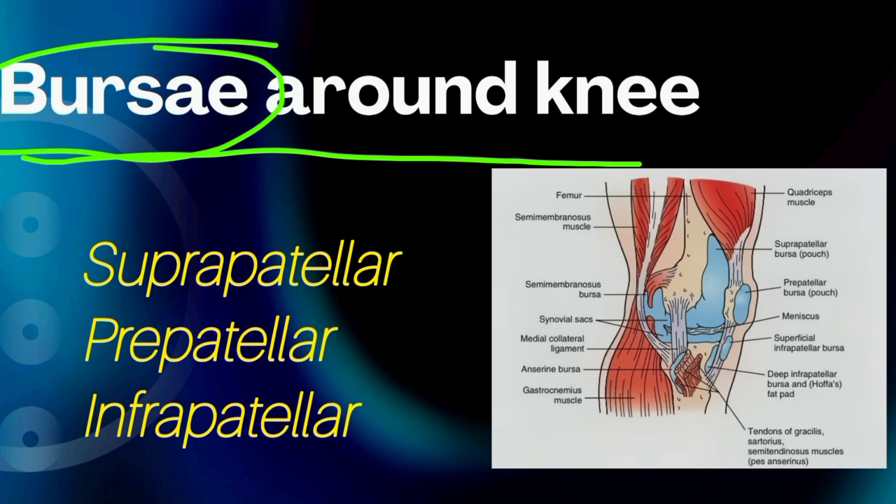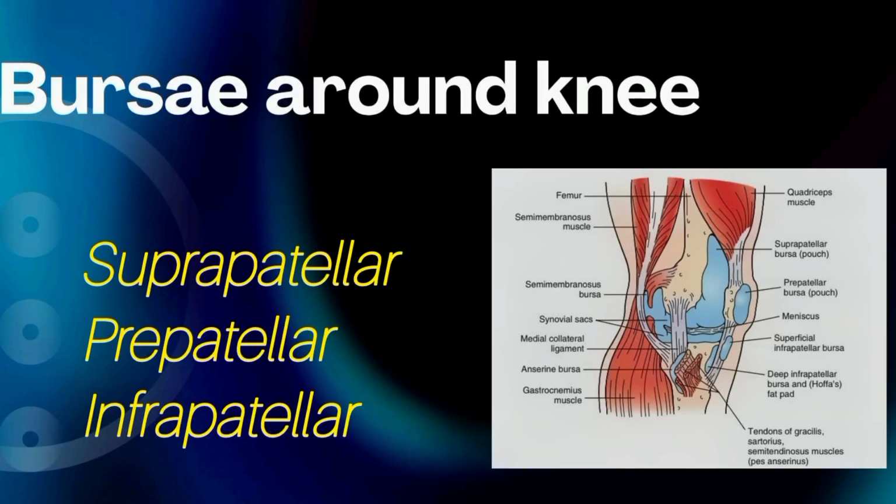First, let me tell you what is a bursa. What is a bursa? It is a fluid filled bag like structure. This bag like structure is present at every place where there are chances of friction. So this fluid filled bag like structure prevents the friction. For example, it lies between a bone and a tendon, between structures where friction can occur, and prevents that friction. So around the knee joint, multiple bursae are present. Most important are the suprapatellar, prepatellar, and infrapatellar.